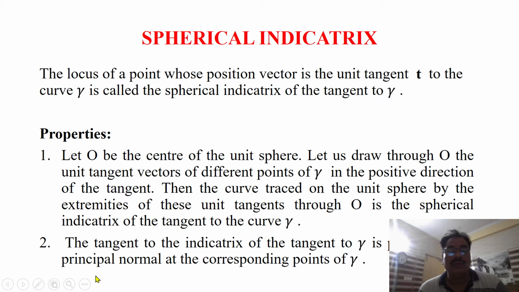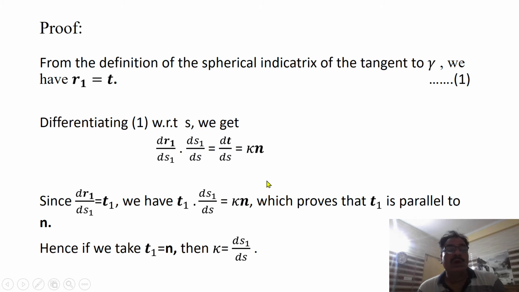Let O be the center of the unit sphere, and let us draw through O the unit tangent vectors of different points of gamma in the positive direction of the tangent. Then the curve traced on the unit sphere by the extremities of these unit tangents through O is the spherical indicatrix of the tangent to the curve gamma. The tangent to the indicatrix of the tangent to gamma is parallel to the principal normal at the corresponding point of gamma. Now let us prove it.